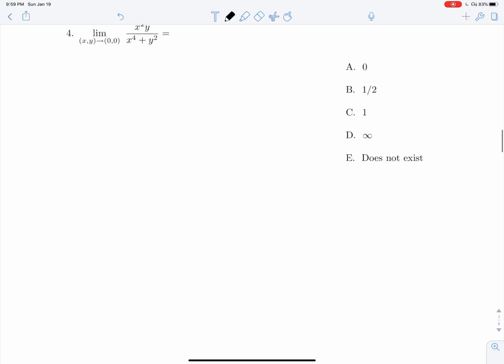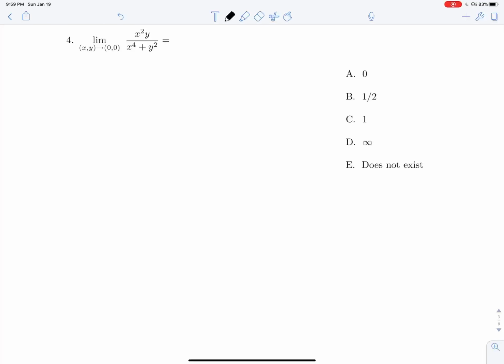Okay, question 4, we have a limit here right off the bat. This is looking like it's not going to exist, but we have to prove it to ourselves. Why do I think it doesn't exist? Well, if we take a look at it, there's no single term that we can factor out to cancel something out. And also when we plug in 0, 0, we do get 0 over 0. So that's not a very good sign for us.